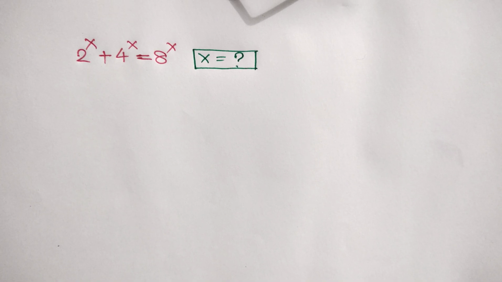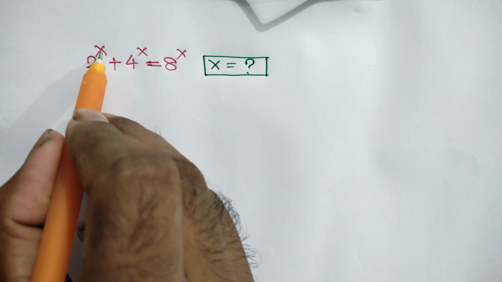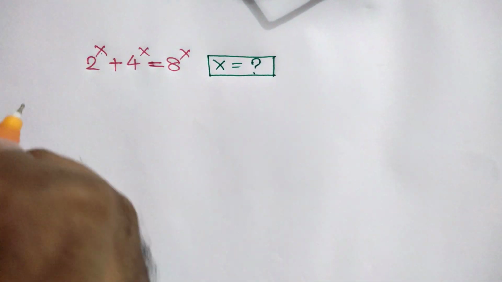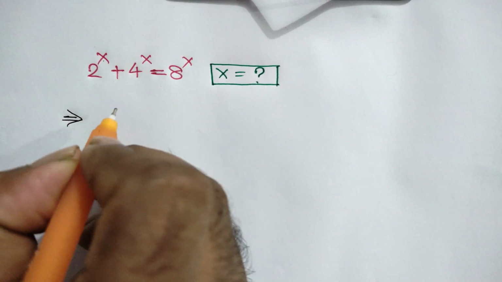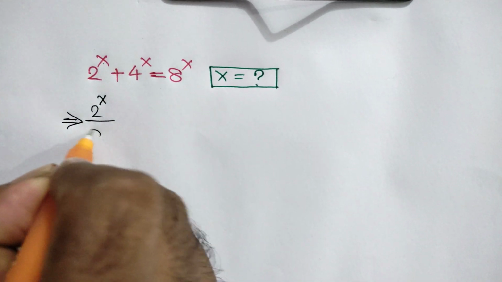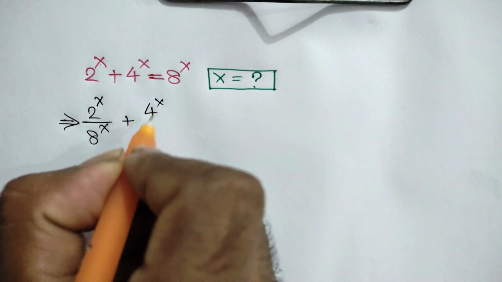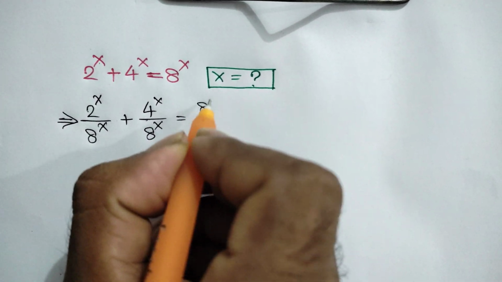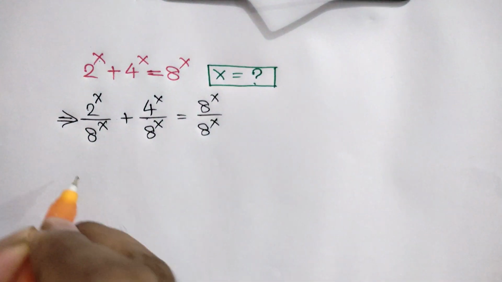Hi everyone, in this video I am going to show how to find the value of x where 2 to the power x plus 4 to the power x is equal to 8 to the power x. Dividing both sides by 8 to the power x, we can write 2 to the power x over 8 to the power x plus 4 to the power x over 8 to the power x is equal to 8 to the power x over 8 to the power x.